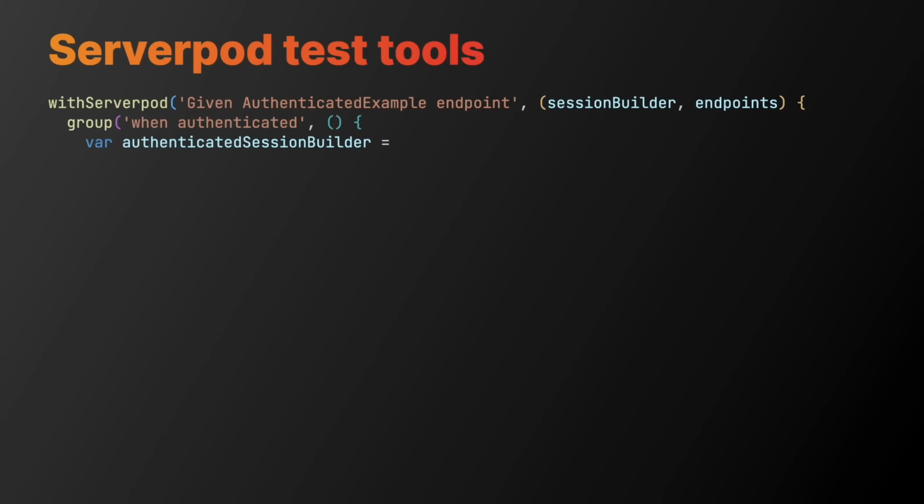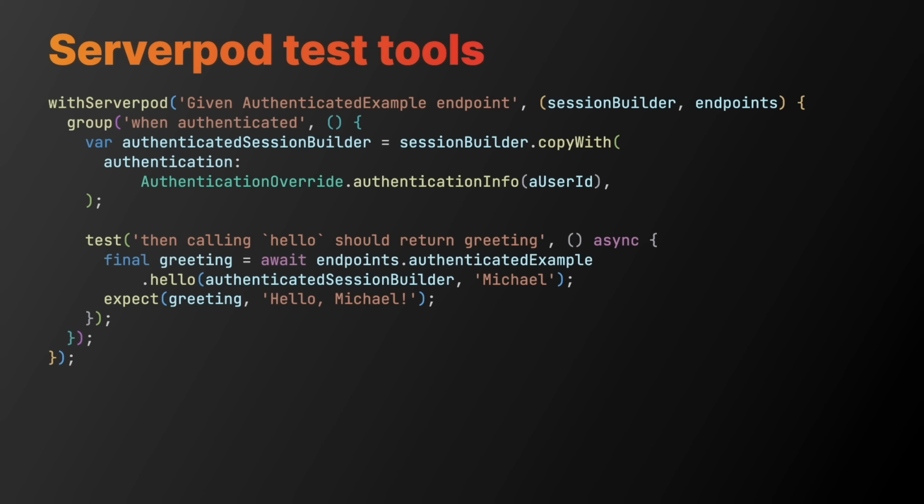If you want to simulate an authenticated user, that's easy too. Just use the session builder to configure the state you would like the endpoint to be called with. In this example, we're overriding the authenticated state by calling copyWith on the session builder. This allows us to call endpoints that require the caller to be authenticated.